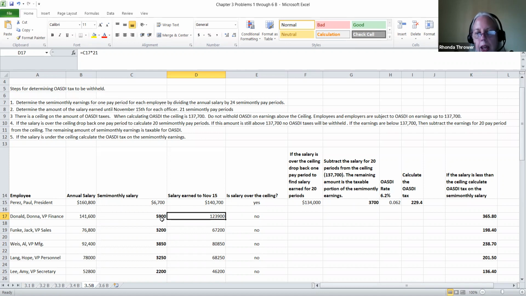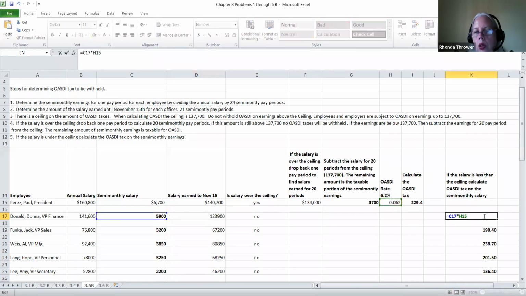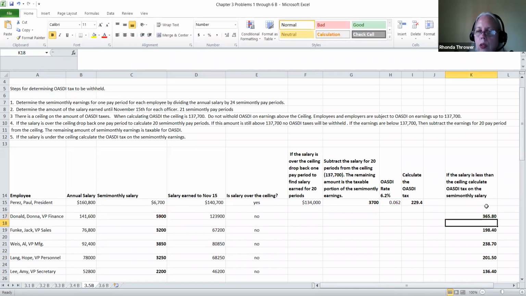5,900 times 6.2% will give you $365.80. And that amount is the taxes for OASDI.